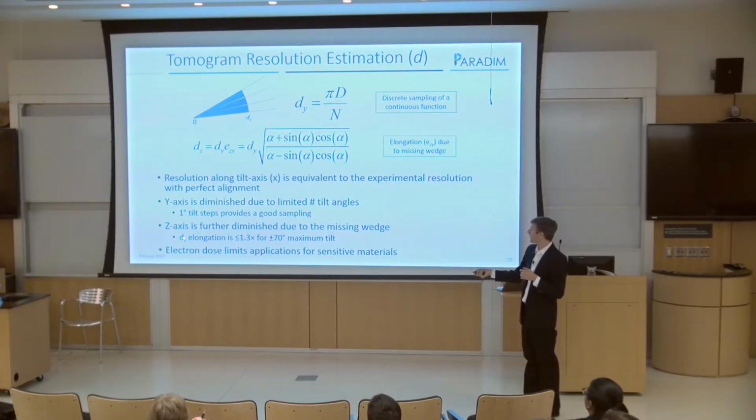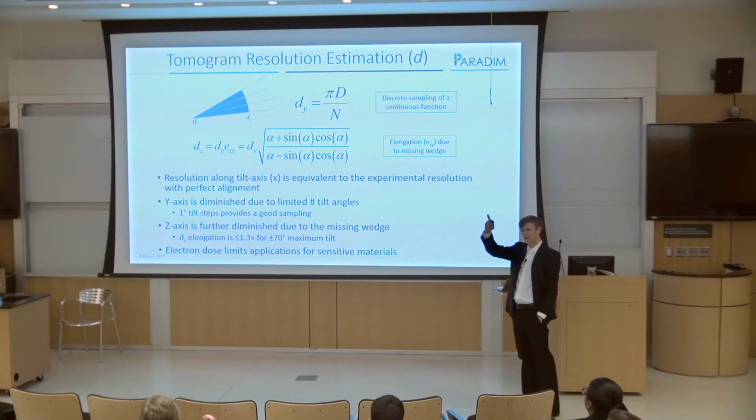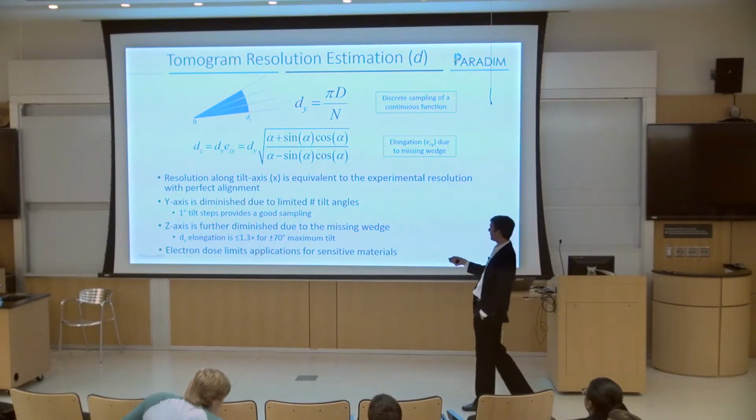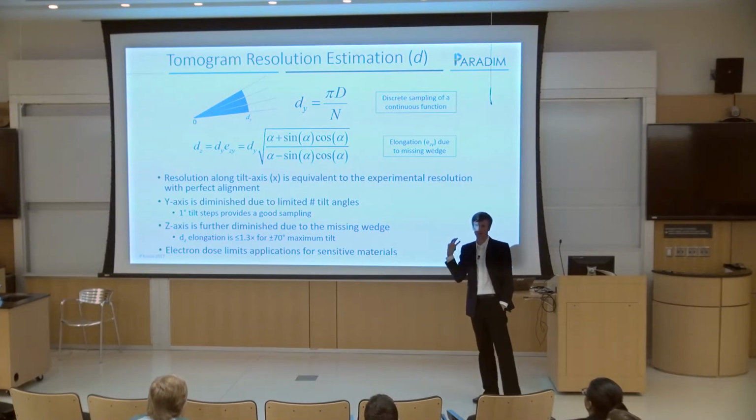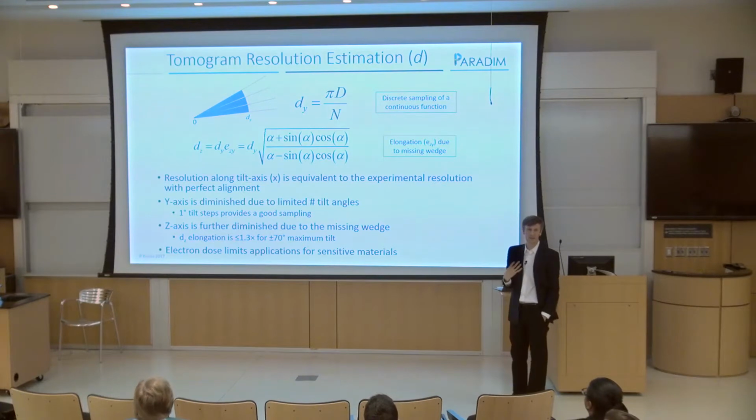If you do dz, the elongation, if you get up to plus or minus 70 degrees, you have an elongation of about 1.3 along the original projection direction. Kind of sounds not that great, but you can really see the shape of objects when you get up to about 70 degrees. If you're not quite up to 65, 70 degrees, you probably shouldn't do it.